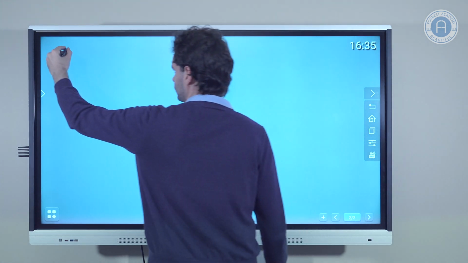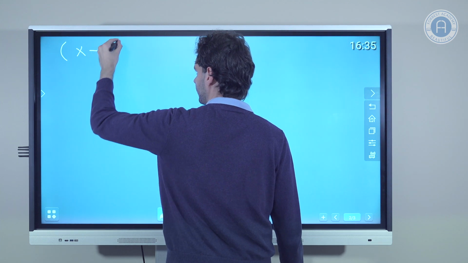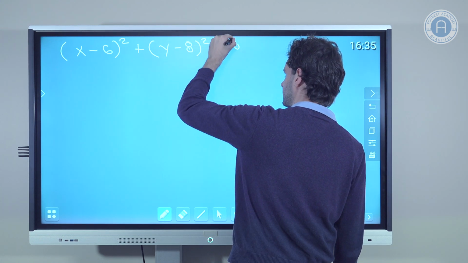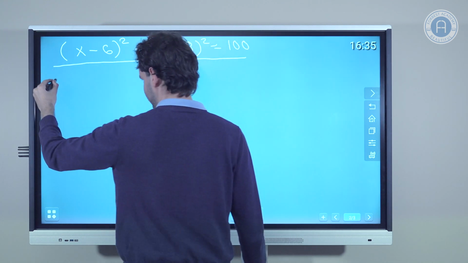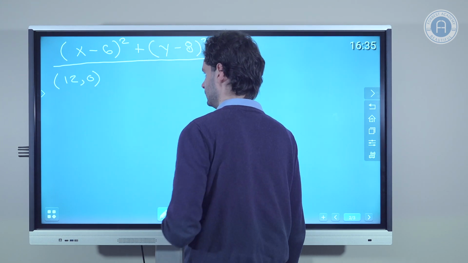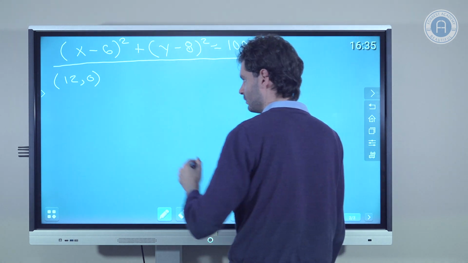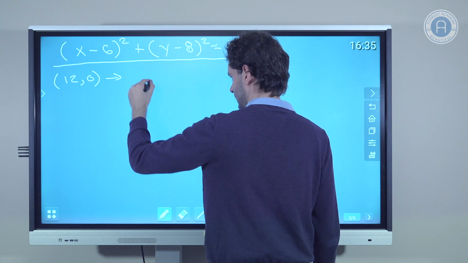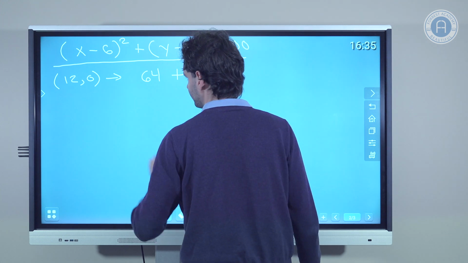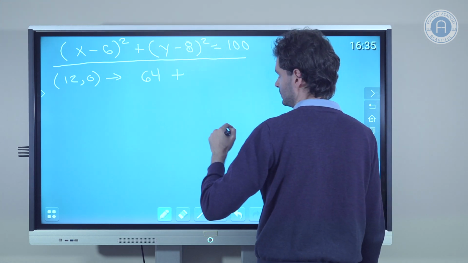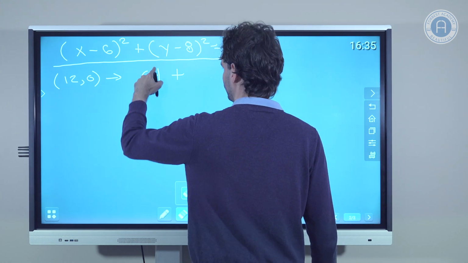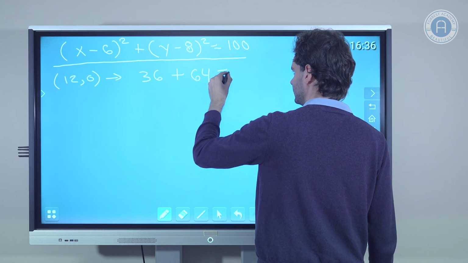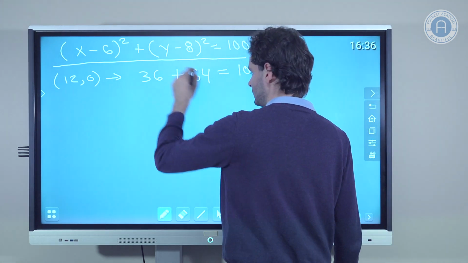So let's check point by point. Let's try our equation here: (x minus 6) squared plus (y minus 8) squared is 100. So the first point that we have, (12, 0). Let's see if this point satisfies this equation. Well, if x is 12, that means you have 12 minus 6, that is 6, and 6 squared will be 36, plus, if y is 0, then you have minus 8 squared, which is 64. I shouldn't have said that, I got that the other way around. So 6 squared should be 36 and 8 squared should be 64. That is 100. So that point is on the circle.